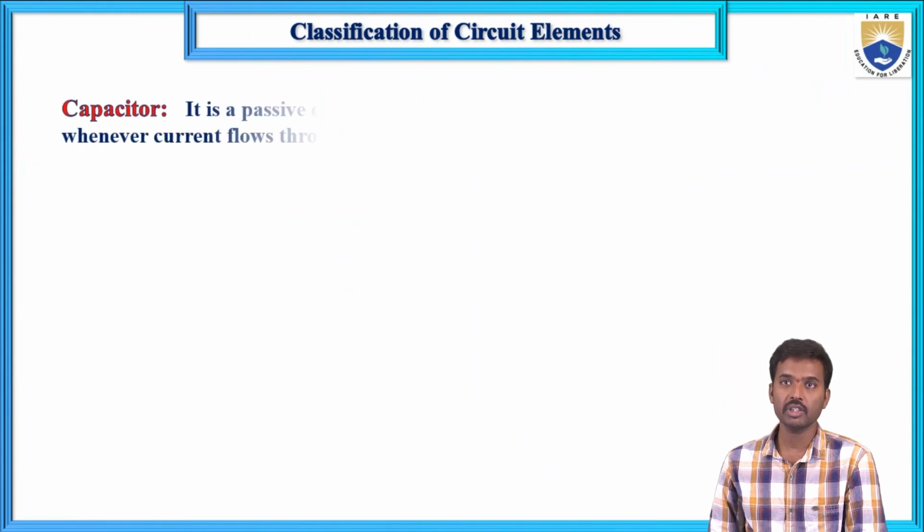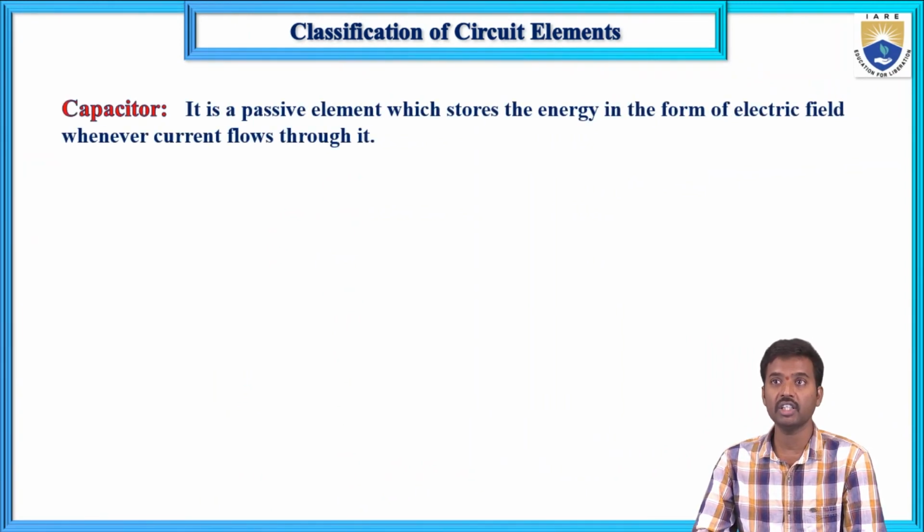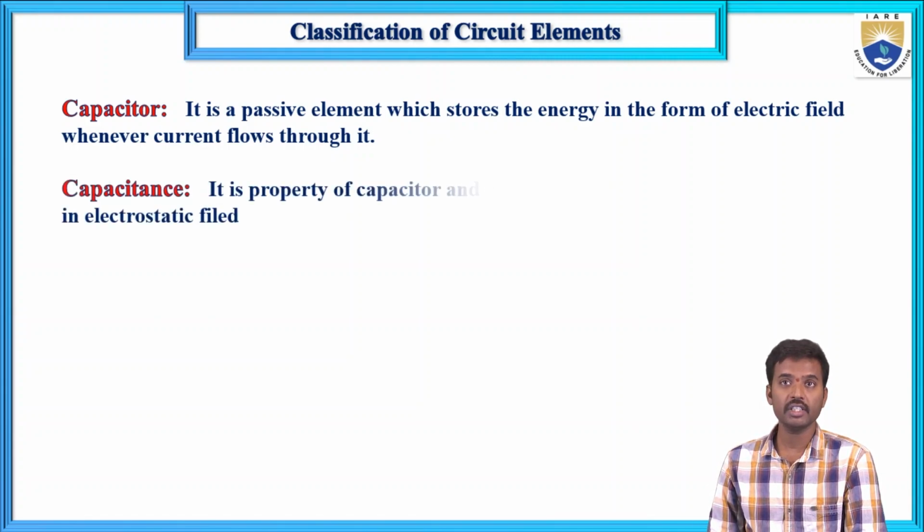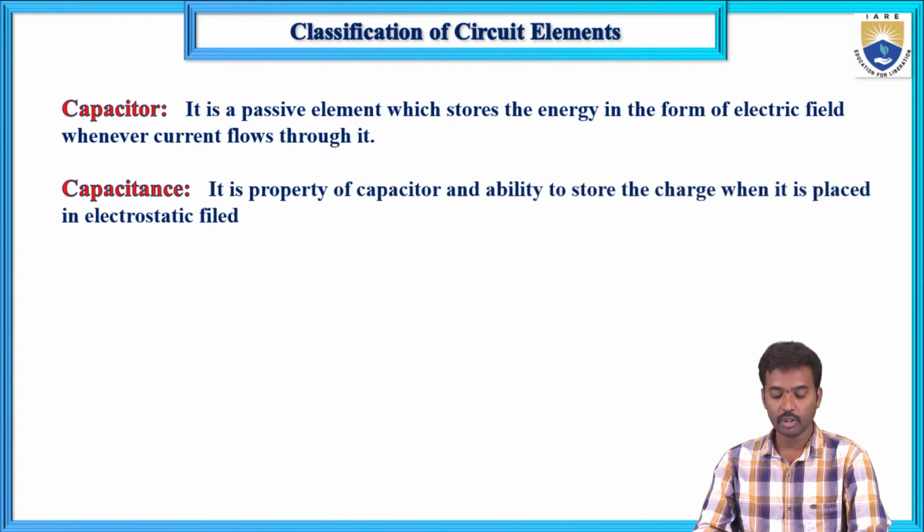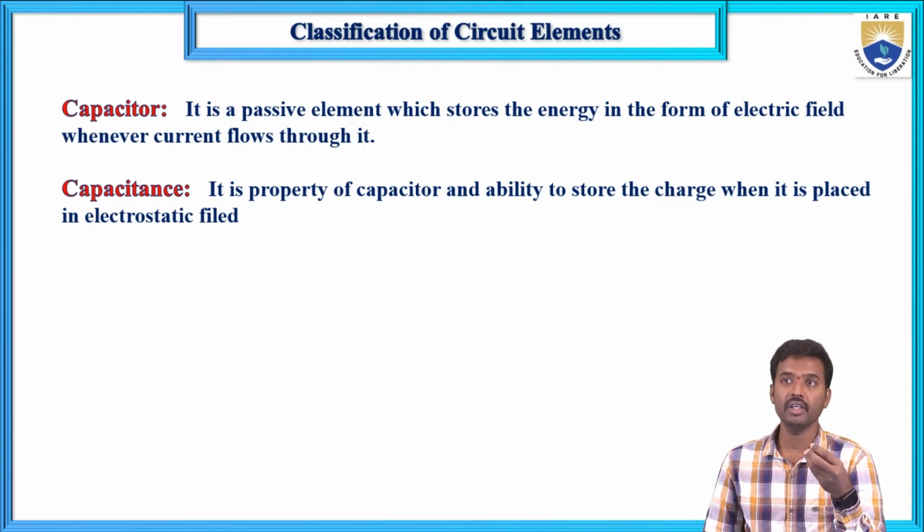And next, what about the capacitor? A capacitor is a passive element which receives energy and stores the energy in the form of an electrostatic field, an electric field, whenever current flows through the element. Capacitance is a property of the material and its ability to store charge when it is placed in an electrostatic field. That property is known as capacitance.